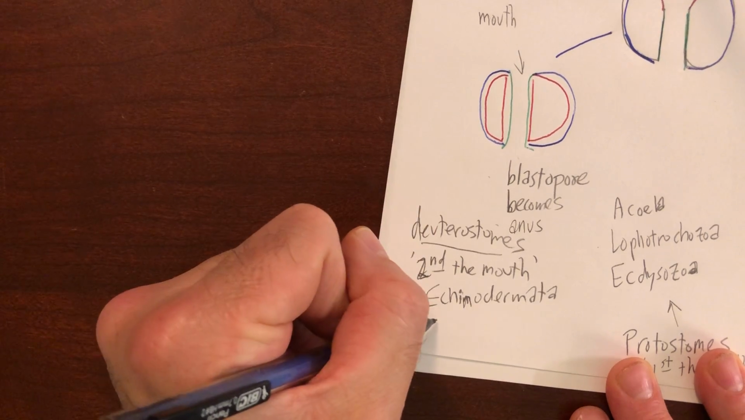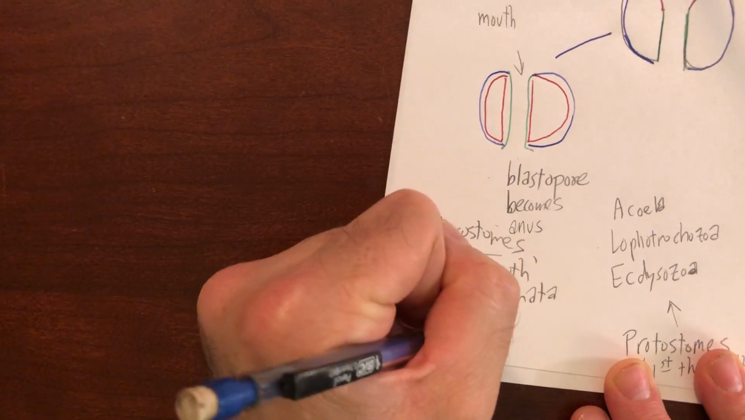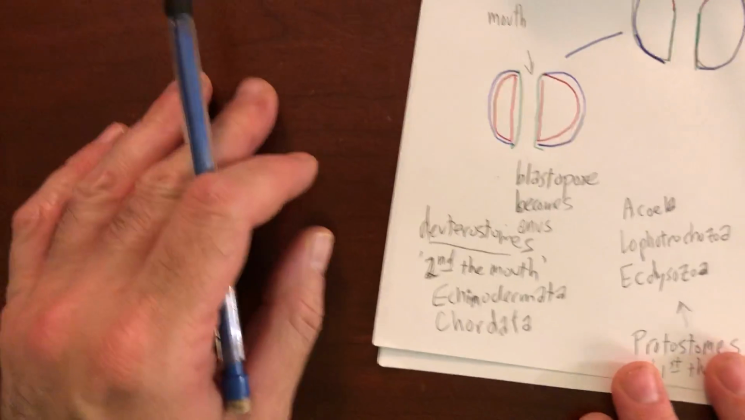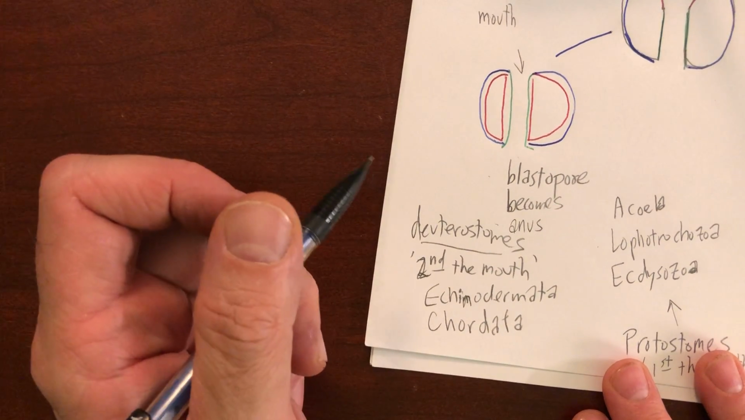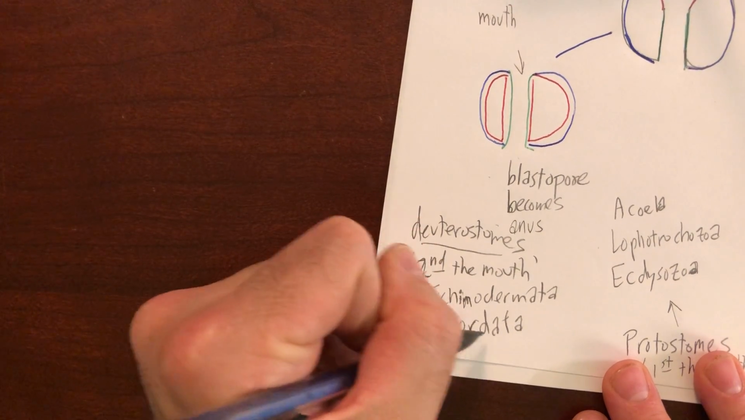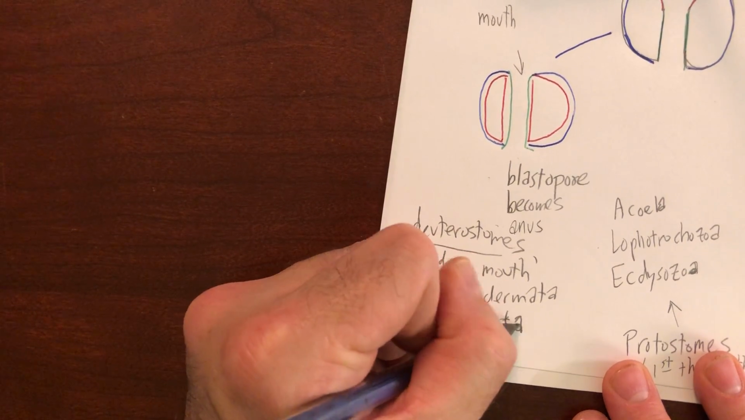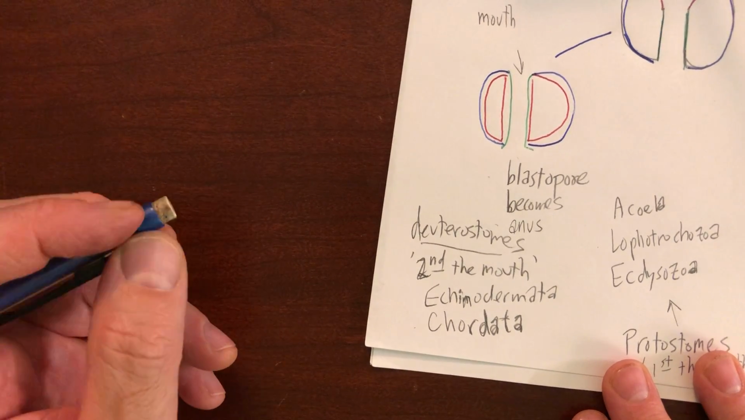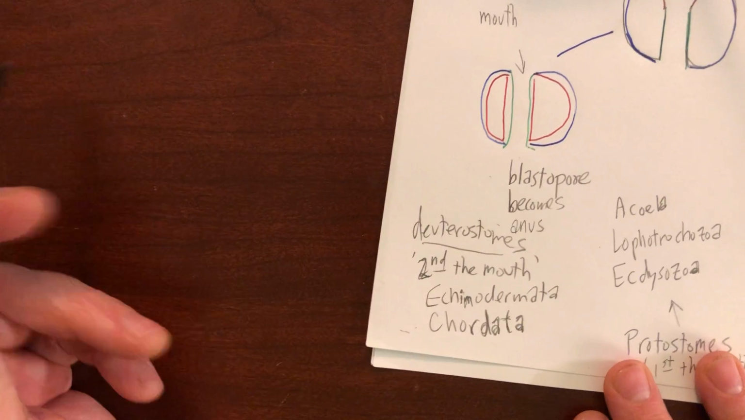And the other group, which should sound familiar to you, are all the chordates. So the chordates include the vertebrates and some other organisms. It turns out that we are a special case of the chordata. There are a few other groups of chordates that are not vertebrates, but we are in this group down here.